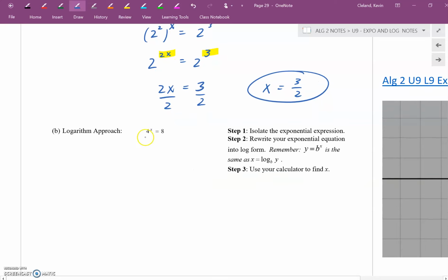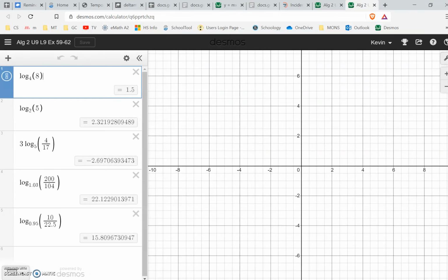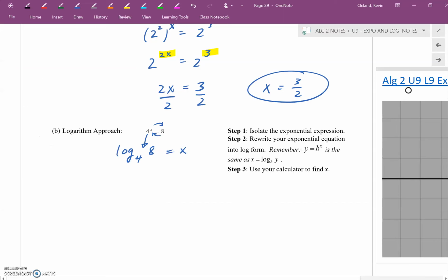But here's a log approach to the same problem. Remember, this is a base, so make it the base. Log base 4. Perform the exponent to log switcheroo. Log base 4 of 8 equals x. And then I can literally just go to a calculator and punch this in. I've made this for you guys here to show how I got all my answers. Looking at the first one, log base 4 of 8 is 1.5. So the story checks out.